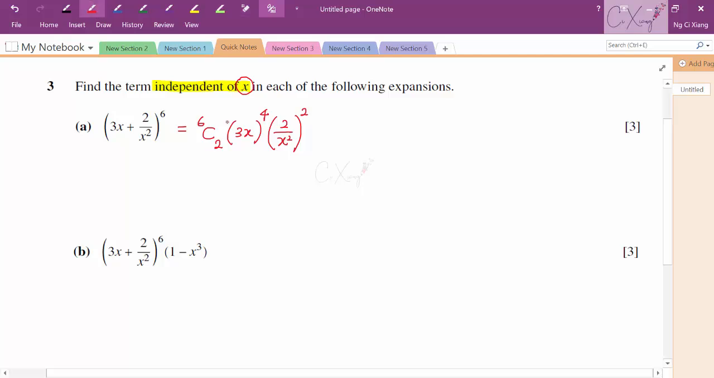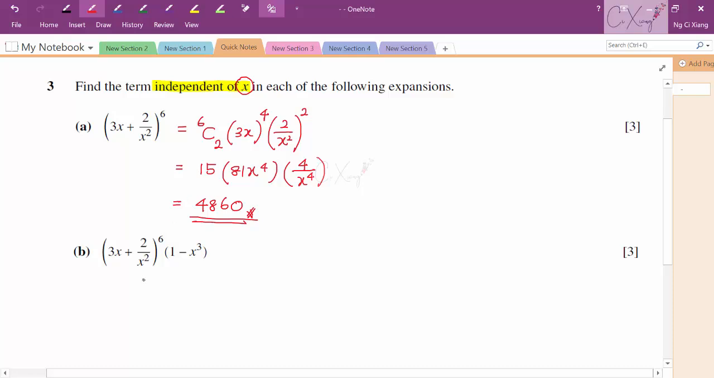Alright, so pressing the calculator, 6C2 will be equal to 15. 3x to the power 4, you will have 81 x to the power 4, and then 2 squared is 4, and also x to the power 4 here. Alright, so when you simplify everything, you will get a term which is independent of x. It will be a constant term, and the answer should be 4860.